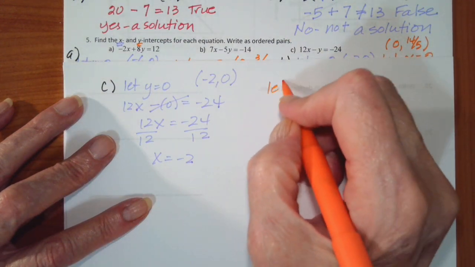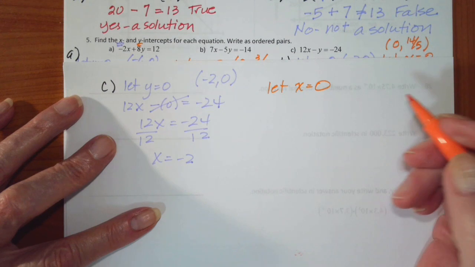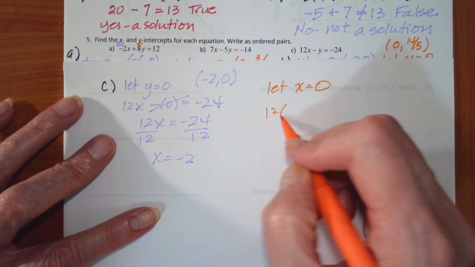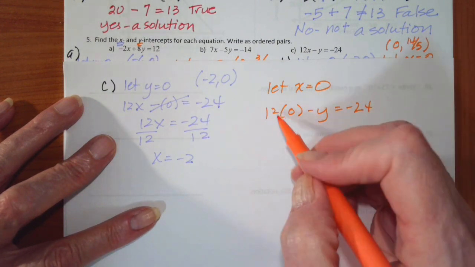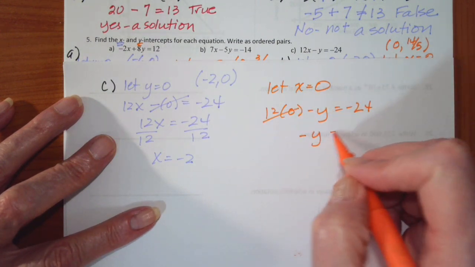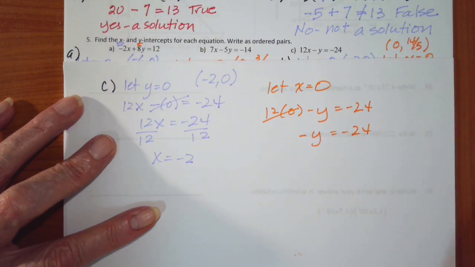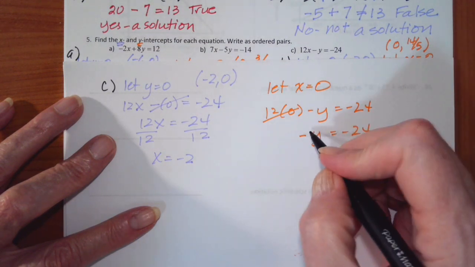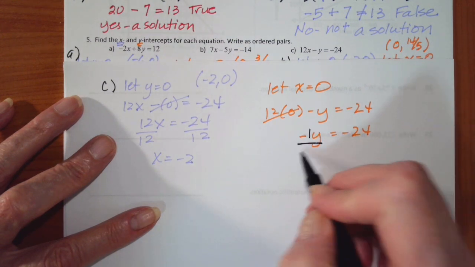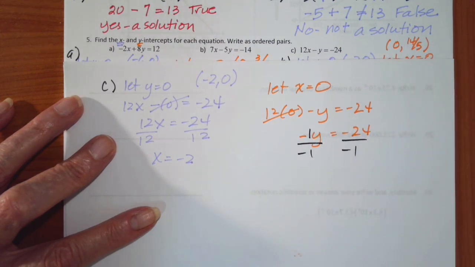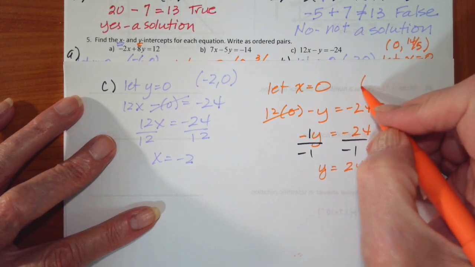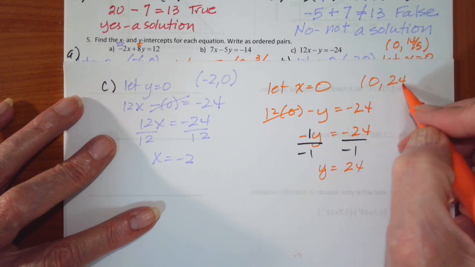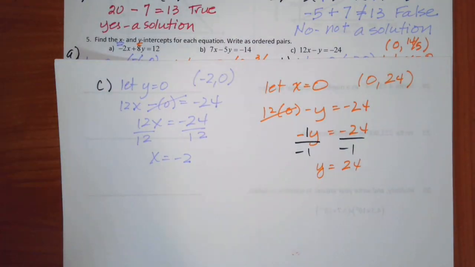For the y-intercept, I let x equal 0. So that gives me 12 times 0 minus y is equal to negative 24. So negative y is equal to negative 24. Okay, well I want to remember here that this is the same thing as negative 1 times y. So I'm going to divide by negative 1, and that gives me y equals 24. So the point is 0, 24. Okay, and I will stop here and start a new video in a minute.